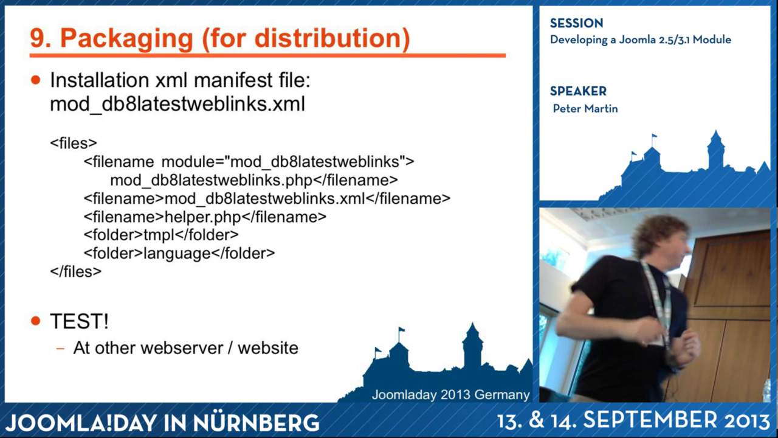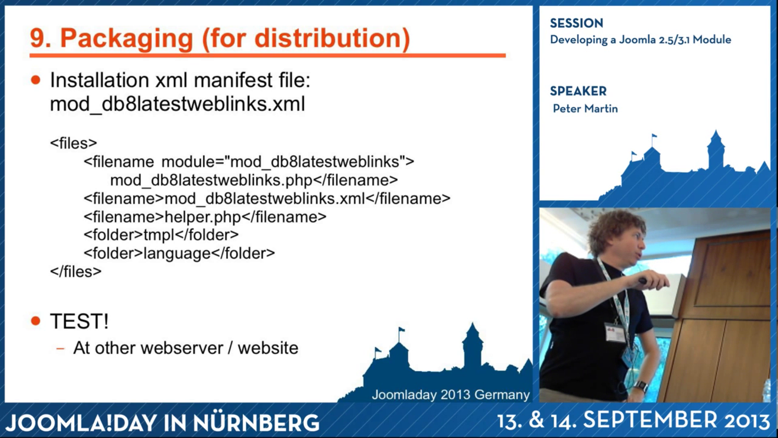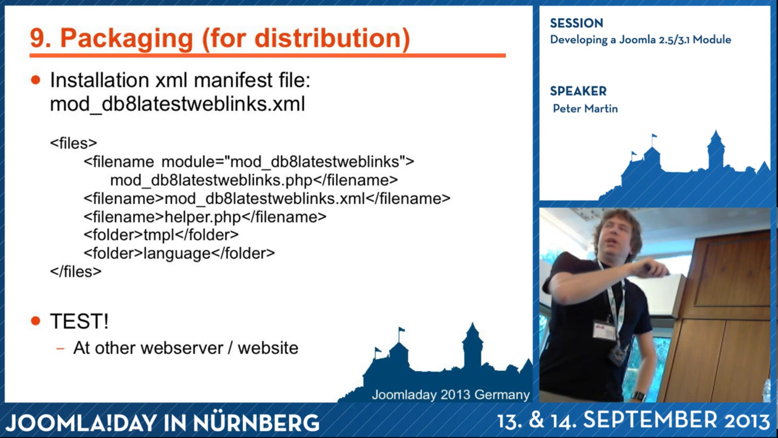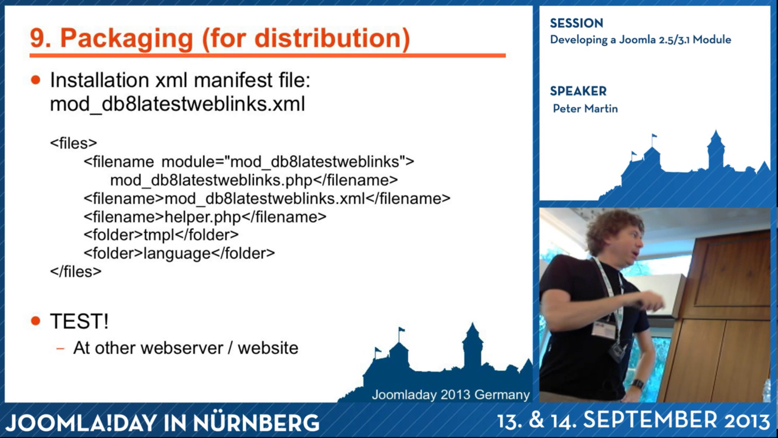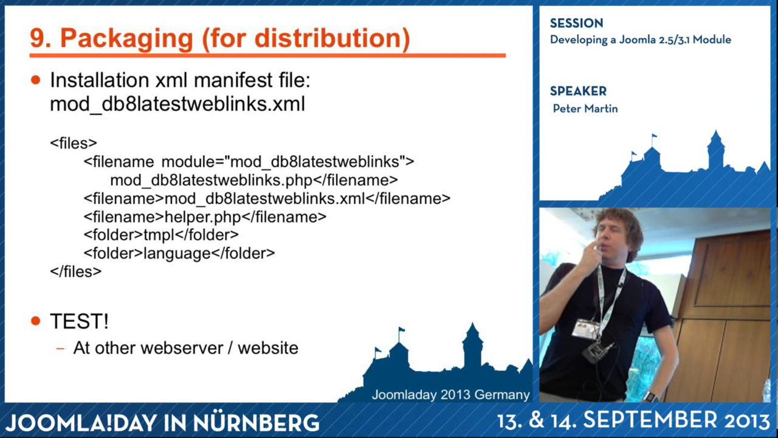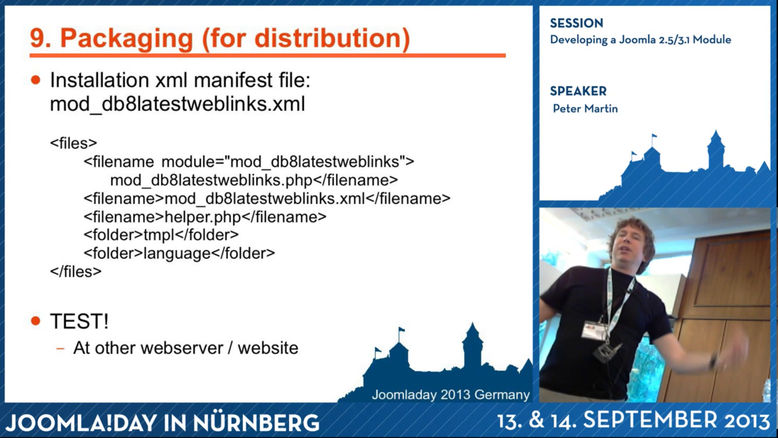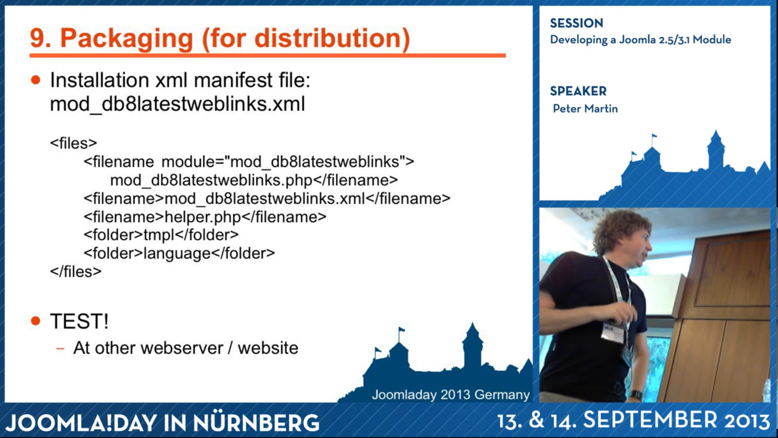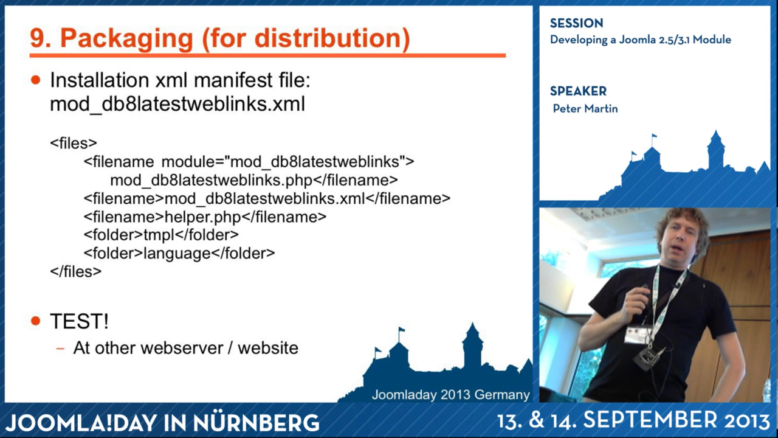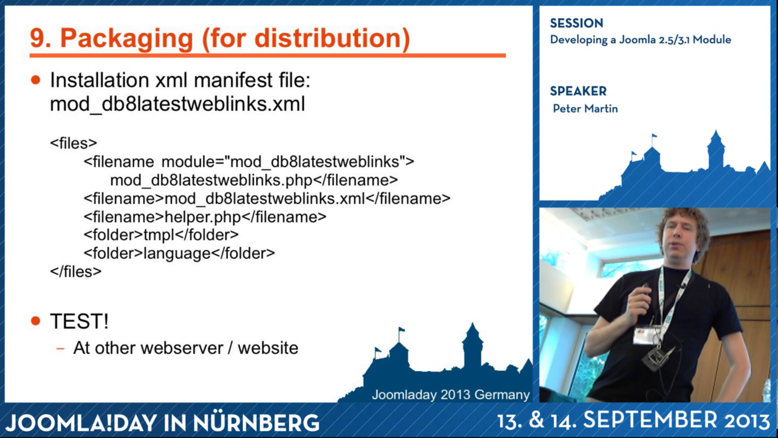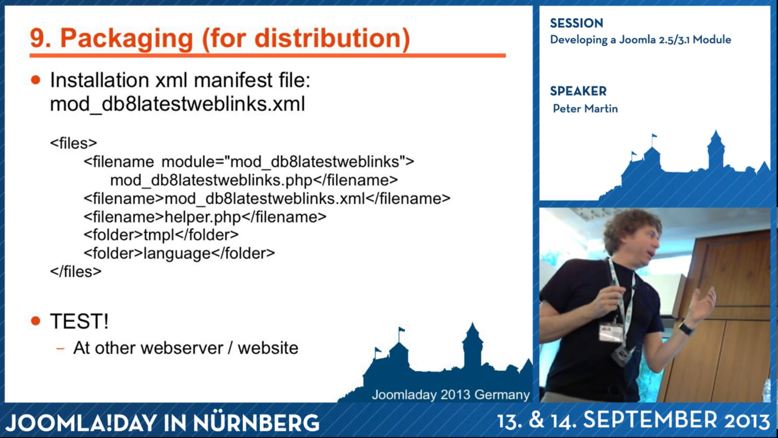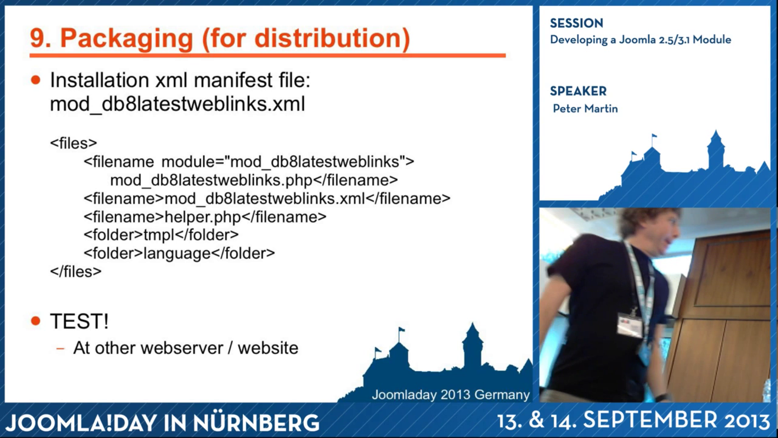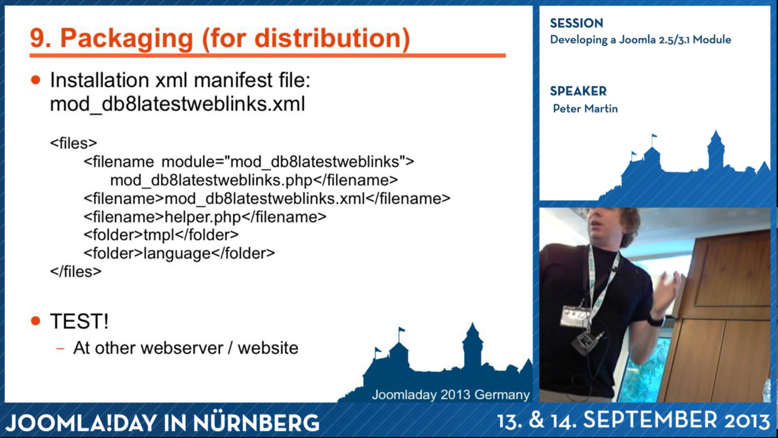But you have to describe some. I already had my module name, my PHP file, my XML file, and the helper.php I have to define as well. And I think it was since Joomla 1.5, you can define a folder, and everything which is in a folder will be installed. When you have it ready, just test it on another website if it works okay. I have had problems in the past when I created something on, I think it was on my Linux machine, and I want to install it on Windows, I had some problems, or maybe vice versa. So testing it on different sites is a good thing to do.